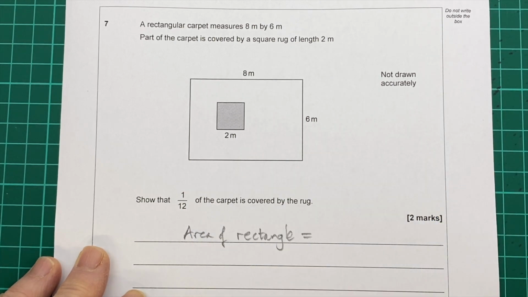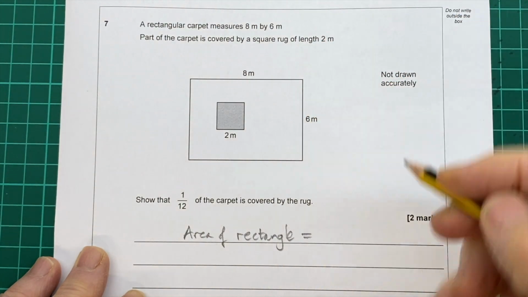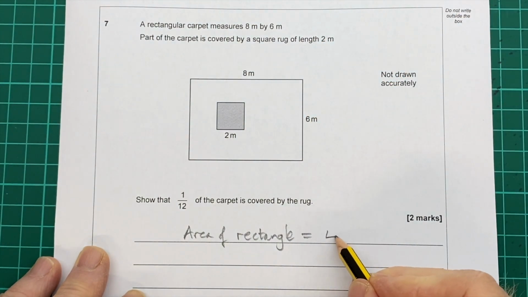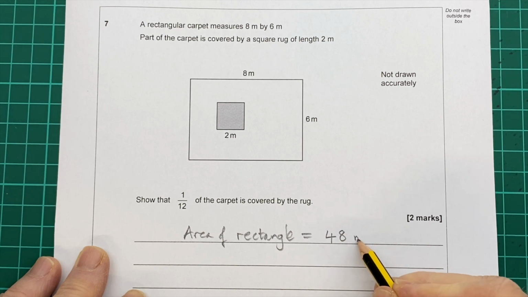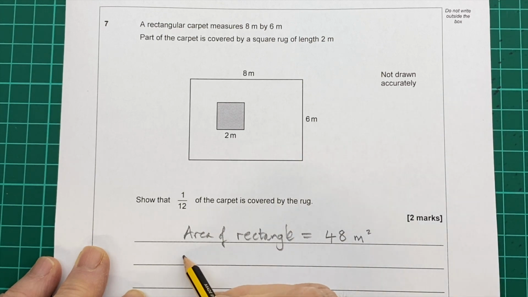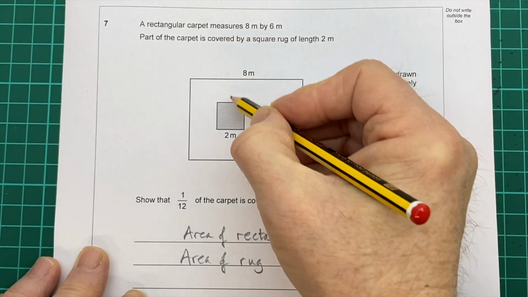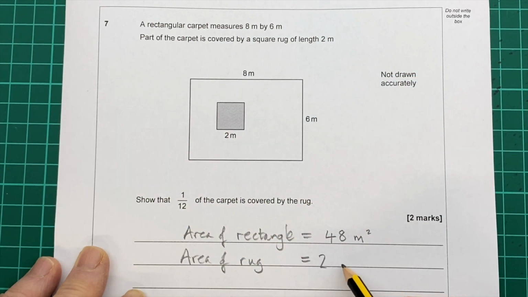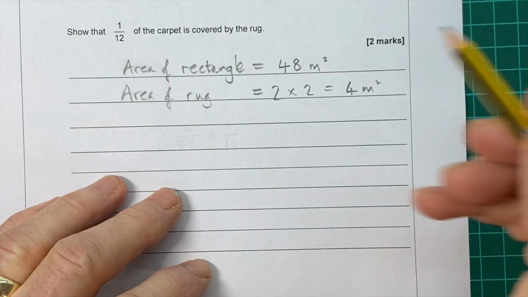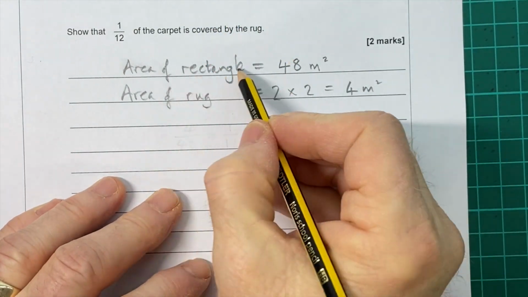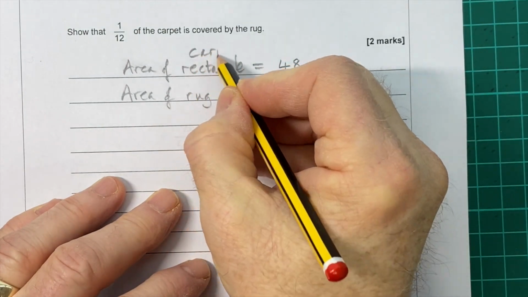The area of the rectangle is going to be 8 times 6. 8 sixes are 48 square meters, of course. The area of the rug, that's the square there, is going to be 2 times 2, which is 4 square meters. So we found that the area of the carpet, that's the rectangle, so let's put carpet there so we're clear.